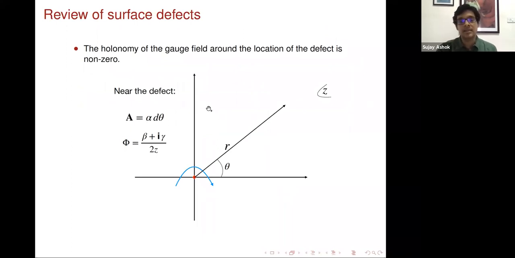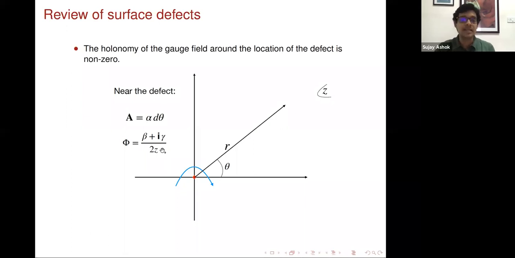And it's a defect because it's like a disorder operator, in the sense that as you approach the defect, Gukov-Witten claimed that the defect is characterized by singular behavior for the gauge field and one of the 3 complex scalars of N equals 4. So A goes like alpha d theta, and phi, one of the scalars, goes like 1 by z. So alpha, beta, gamma are some sets of parameters I'll describe in a moment.